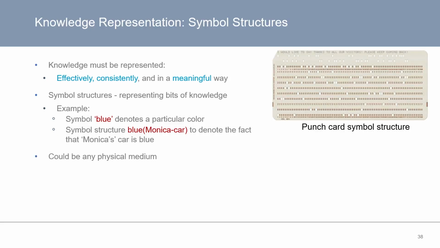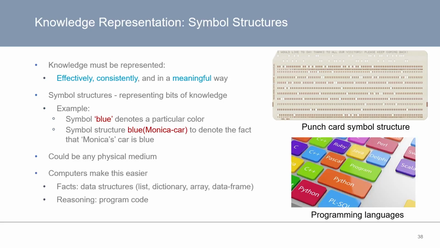In the early days of AI, symbol structures could be represented using any physical medium, such as punch cards. Today, computers make this a lot easier by means of programming languages. Facts can now be stored in data structures like lists, dictionaries, arrays, and data frames, and reasoning can be achieved using digital programming code rather than any mechanical systems.